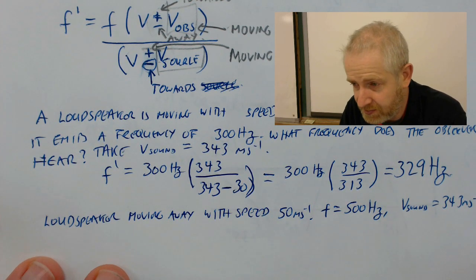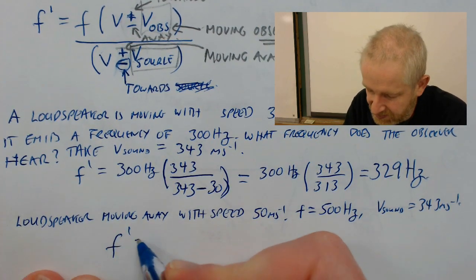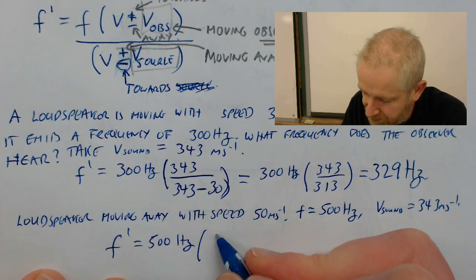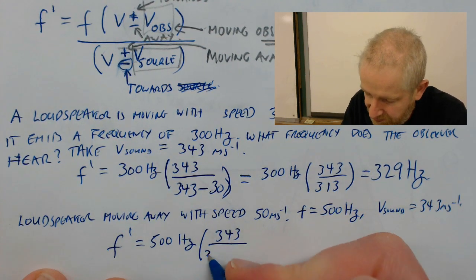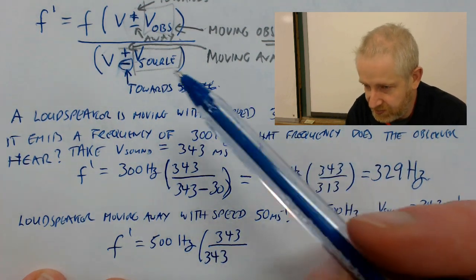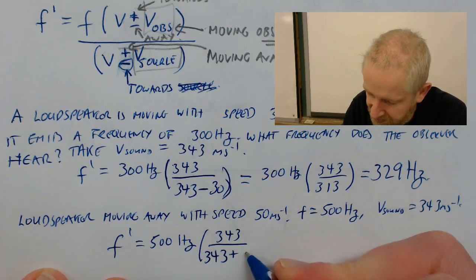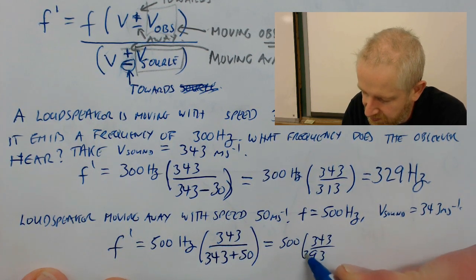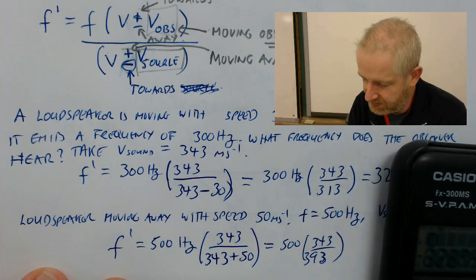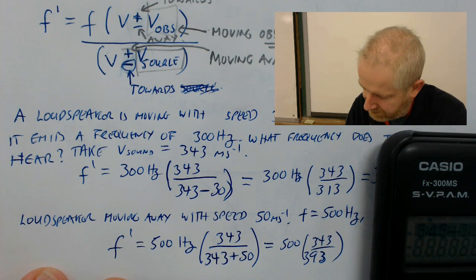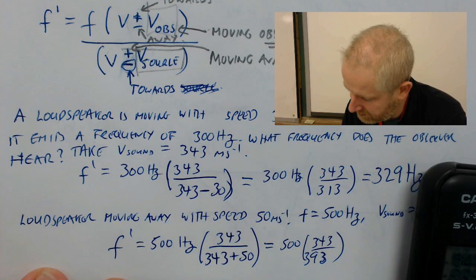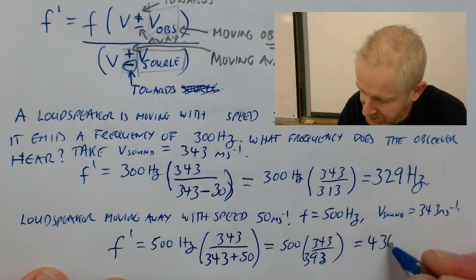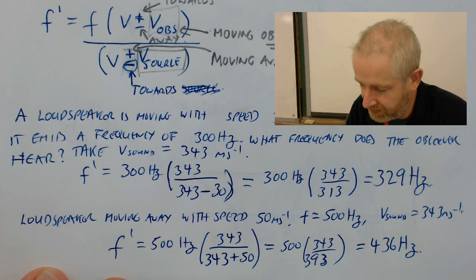There we go. Okay, so we get an interesting question there. Let's see what happens. The frequency we're going to hear will be equal to 500 hertz multiplied by 343 divided by 343. We've got a moving source here. A moving source means, because it's moving away, it's plus on the bottom, so plus 50. It's going to give me 500 multiplied by 343 divided by 393. Let's put that in our calculator. 343 divided by 393 equals 0.87, times 500. There we are, 436 hertz. So quite an interesting little setup there.